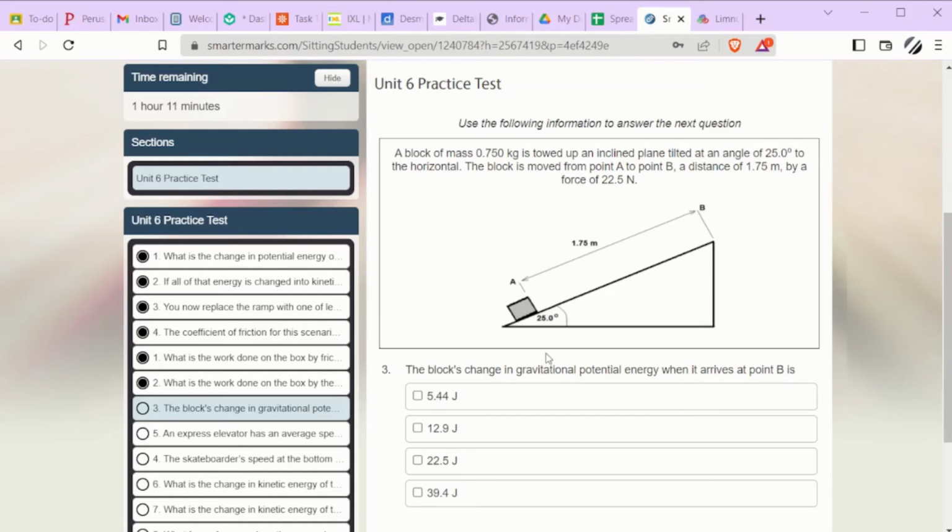Well, we've got an angle of 25. This is 1.75 meters. We just have to figure out 1.75 times the sine of 25. Oh, sorry for the pause here. Just have to remember, because I'm using a spreadsheet, I have to turn the angles into radians.